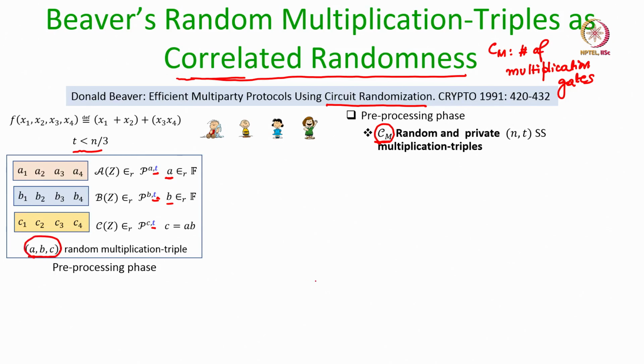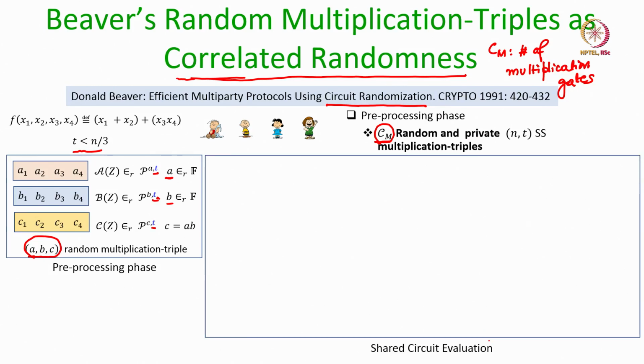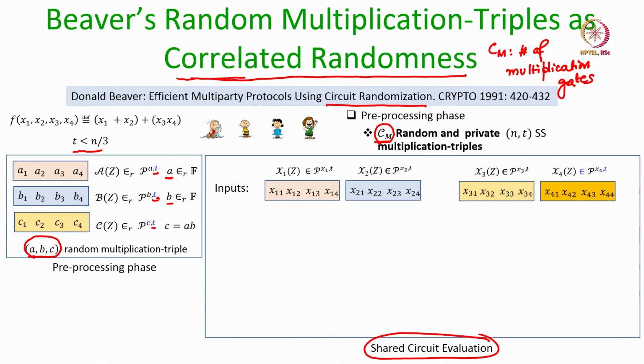You can imagine that in the pre-processing phase the parties generate Cm such random secret shared multiplication triples. How exactly they are going to generate the random secret shared multiplication triples will be the focus of some of our later lectures, but right now I am going to show you that, assuming we have a pre-processing phase where such raw data has been generated, how the degree reduction problem can be solved. So, this will be the circuit evaluation phase, assuming that in the pre-processing phase the parties have generated the required number of secret shared multiplication triples.